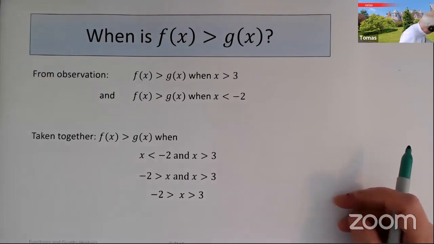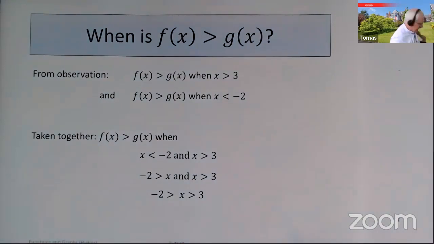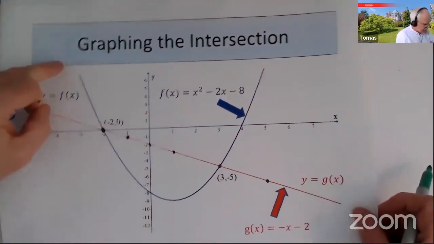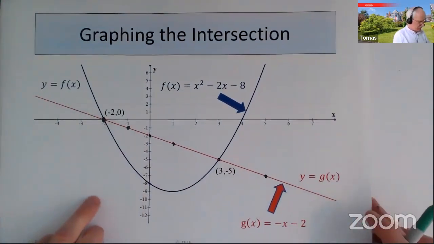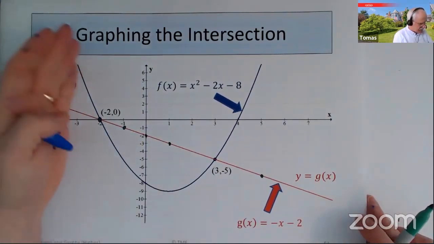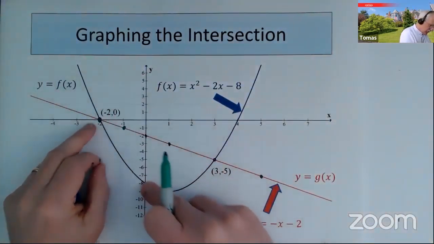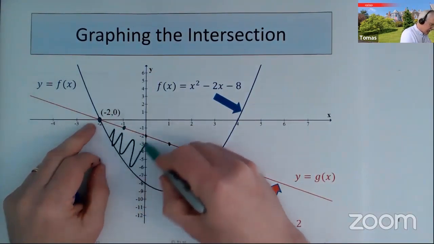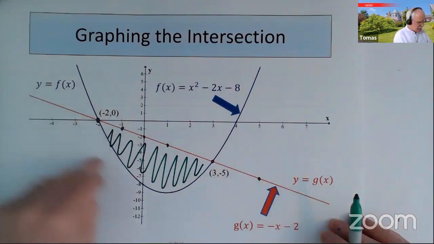Now, they then ask, when is f of x greater than g of x? Well, when is the blue graph above the red graph? And again, by eye, we can say it's certainly above it here, much higher, and certainly here. But in this bit here, it goes below the red. So for this section here, the red line is above the blue line.